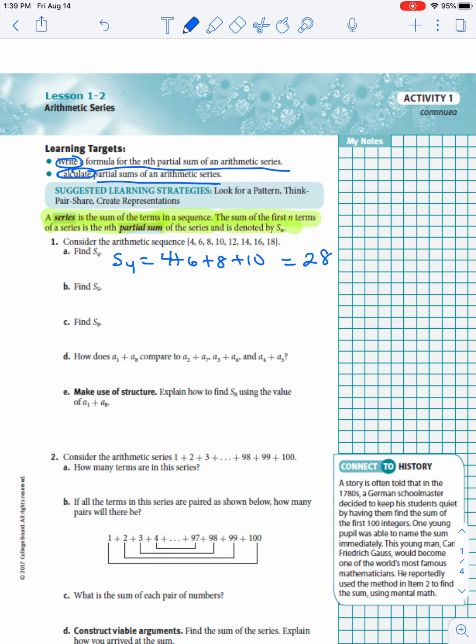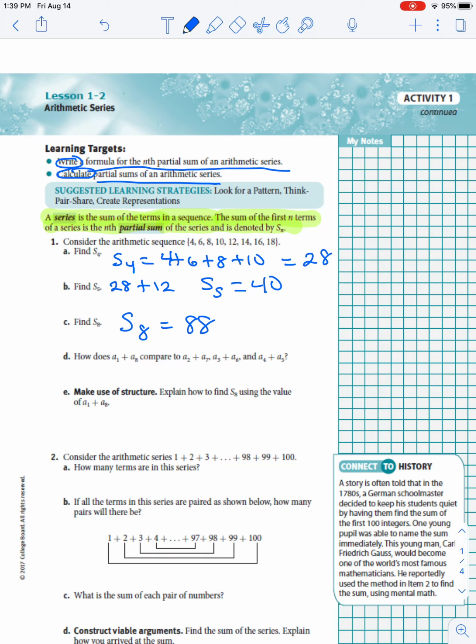Now, if we want the sum of the first 5 terms, well, then we just have to add on that 12 to that 28. So 28 plus 12, so S sub 5, that's going to give us 40. And if I want the sum of 8 terms, I have to do the 4, 6, 8, 10, the 12, 14, I have to add them all up together. And when I do that, the sum of the first 8 terms is 88.